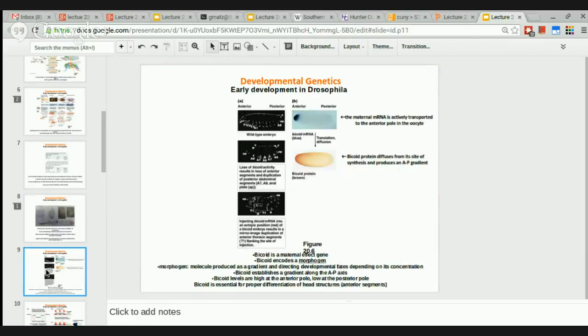Now, Bicoid. So I actually said something, in fact, in response to your question. Bicoid mRNA is made in the nurse cells and transported into the oocyte.